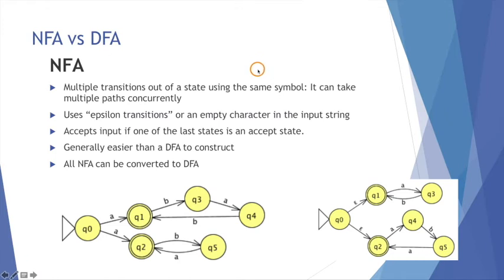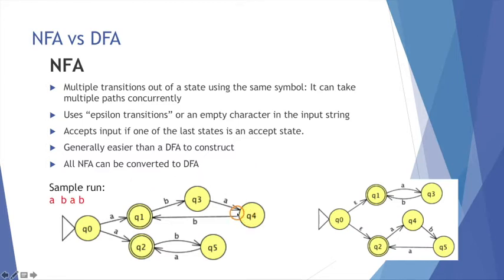An NFA has multiple transitions out of a state using the same symbol. It can take multiple paths concurrently. It uses the epsilon transition or the empty character. It accepts the input if the last state is an accept state. In general, it's easier to construct an NFA than a DFA because an NFA is more like the way a human thinks. And all NFAs can be converted to DFAs.